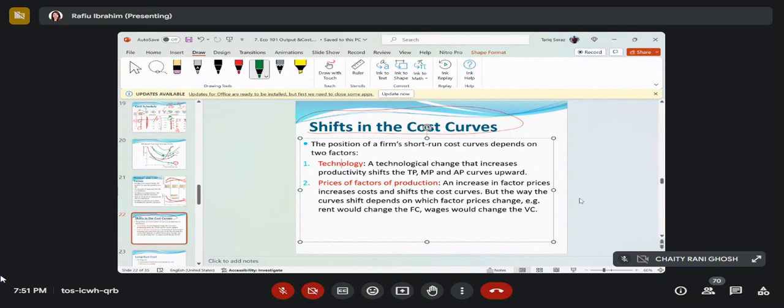And for factor prices, if factor price rises, hiring workers is more expensive. That's going to increase your total cost, subsequently increase your average variable cost. So the curve will shift upward, both the average variable cost and the average total cost.